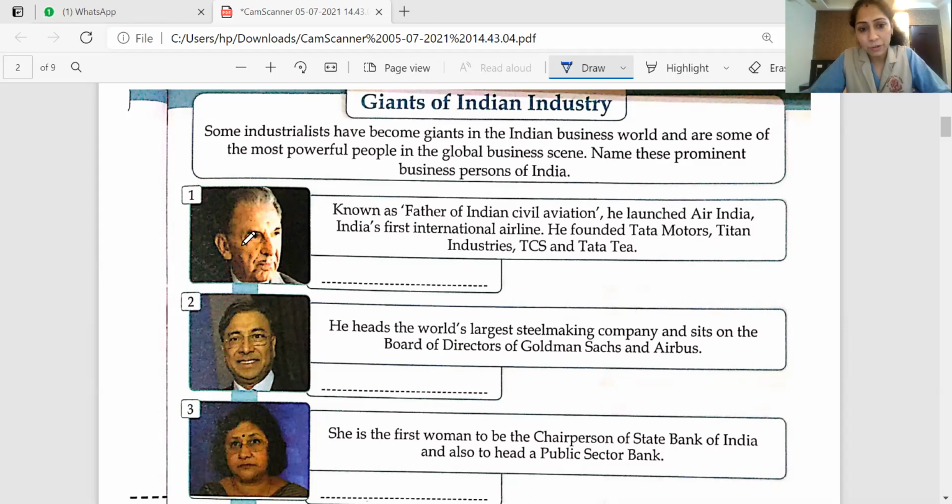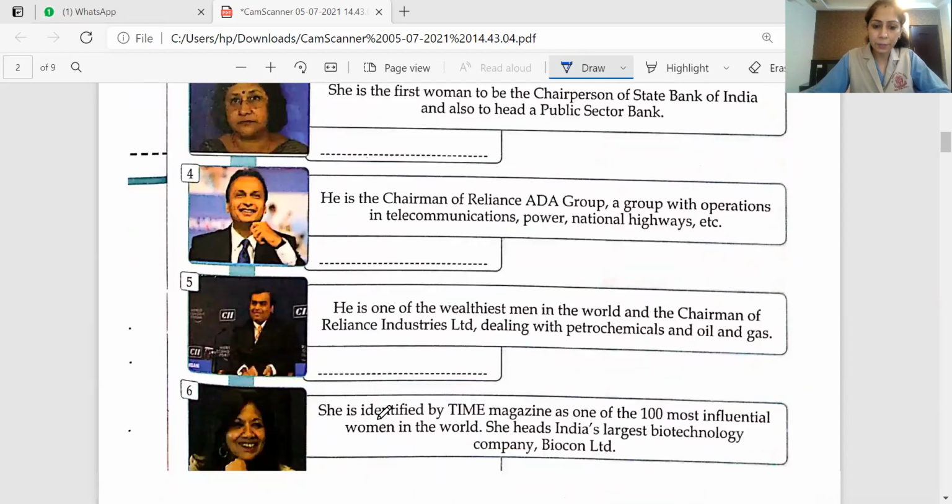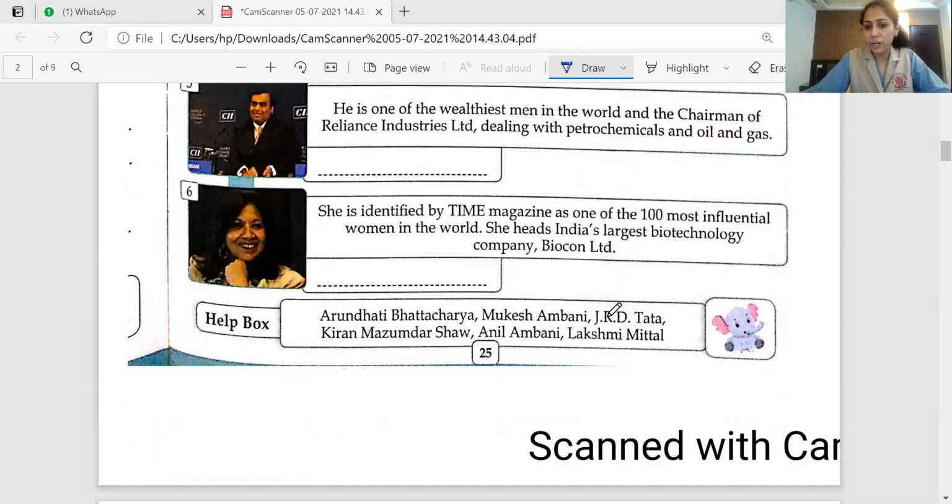So he's the father of Ratan Tata. Being a child, you must go through how Ratan Tata was raised in such discipline, though he belonged to such a rich family, and how he was raised by his father. So he is JRD Tata. The answer is given over here, JRD Tata.